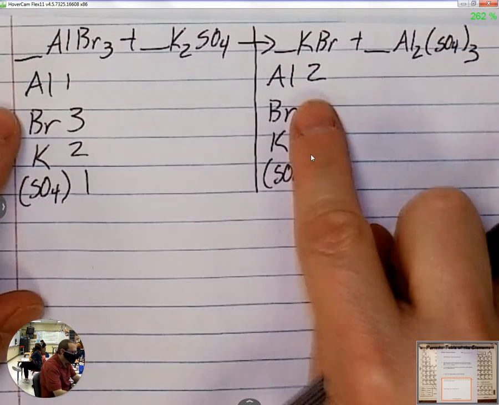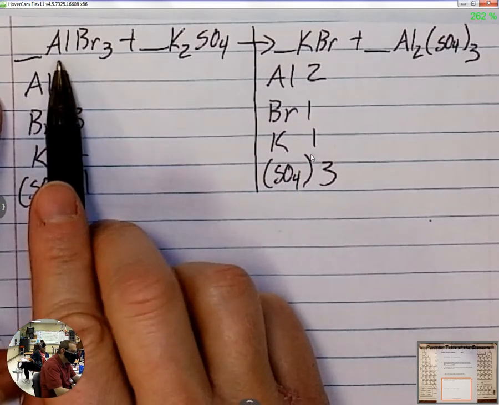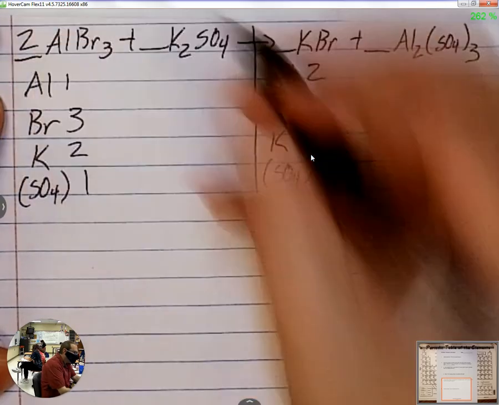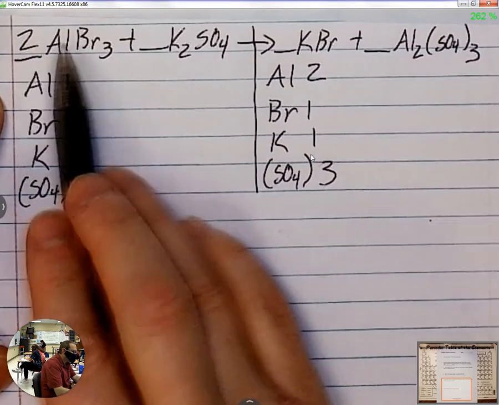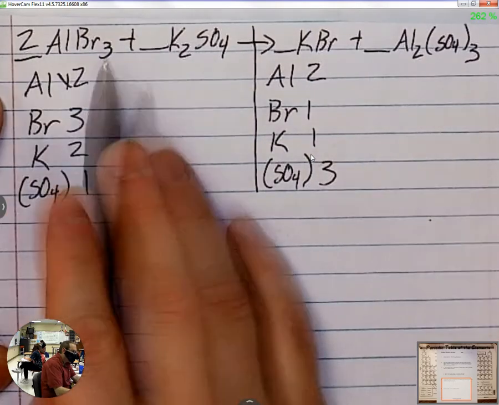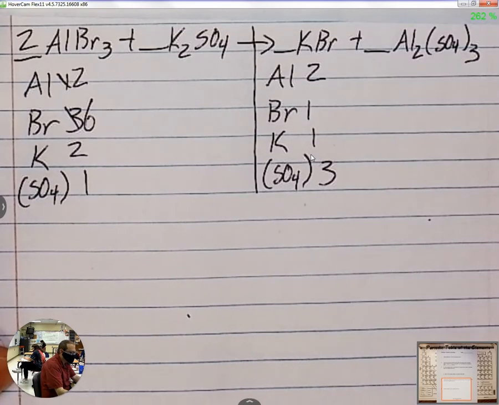Cool. Where do I need more, left or right? Left side, so there's aluminum on the field, so what needs to go in that blank? We're going to put a 2 there. Change our invisible 1 to a visible 2. That gives us 2 aluminums, 6 bromines, 2 times 3. Okay, so aluminum's fixed. What next?